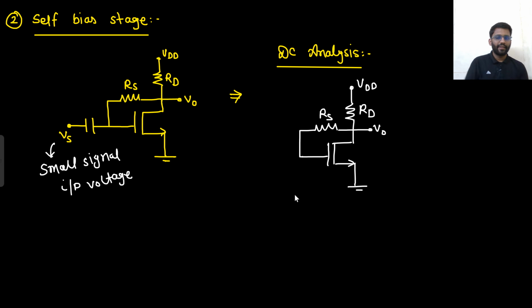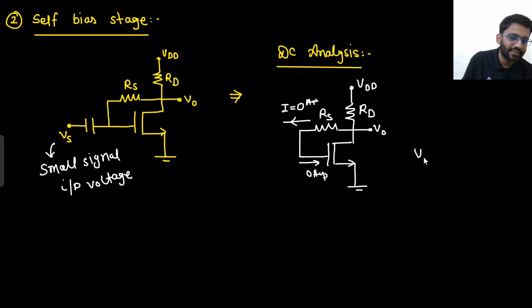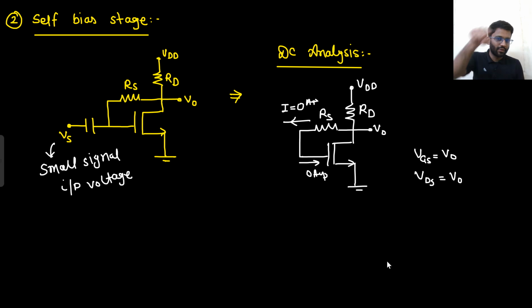Tell me one thing, is there any current in this resistance RS? Is there any current? 0 ampere current is there. You are doing the DC analysis. Why 0 ampere current? Because this will be 0 ampere current. If this is 0 ampere current, then the same current is flowing in this loop. So there will be no current in the RS, right? So your VGS, capital VGS, is equal to V naught only. And what is your VDS? VDS is also V naught. There is no current, so VDS is also V naught, VGS is also V naught.